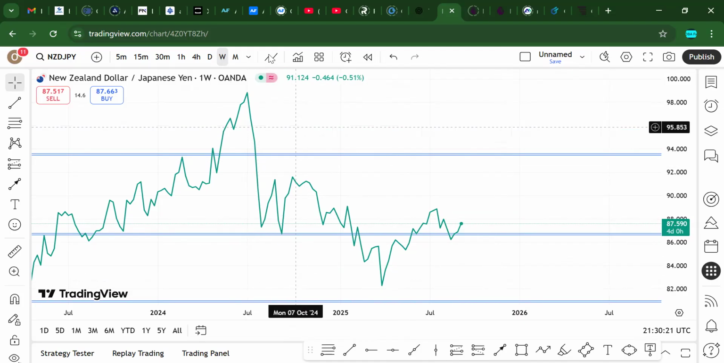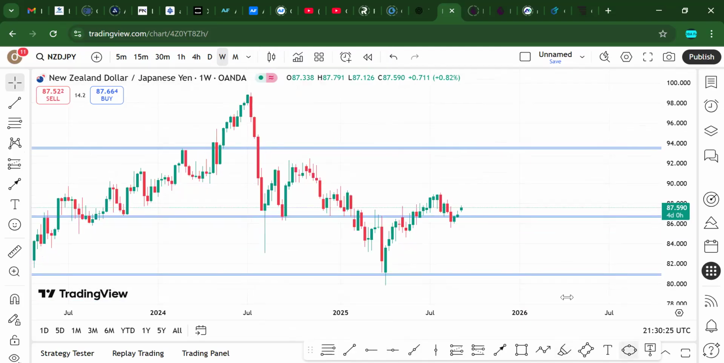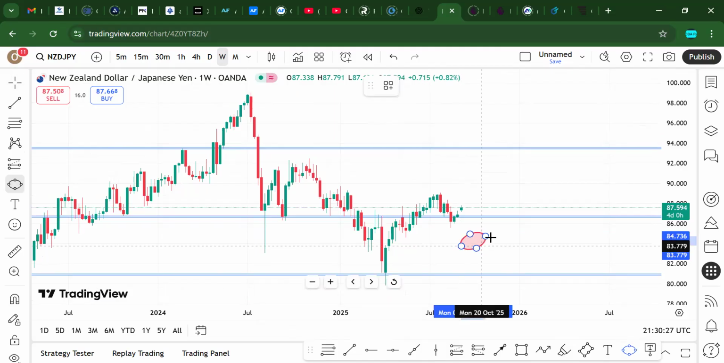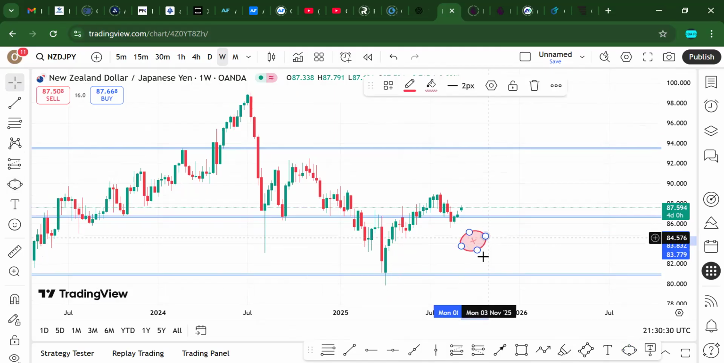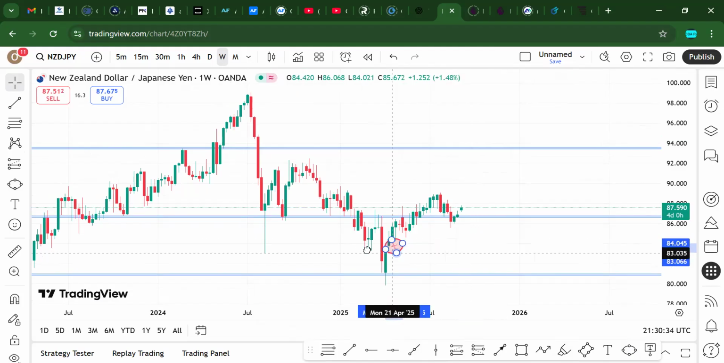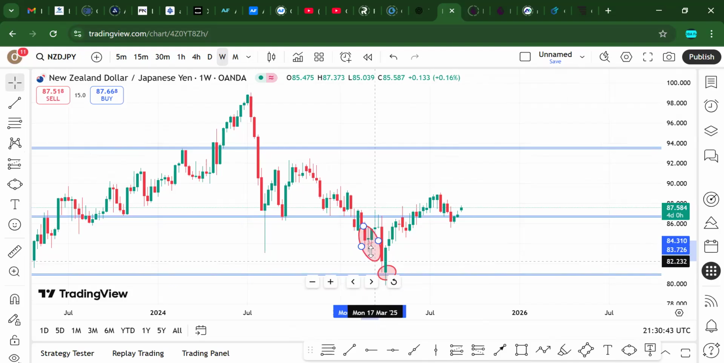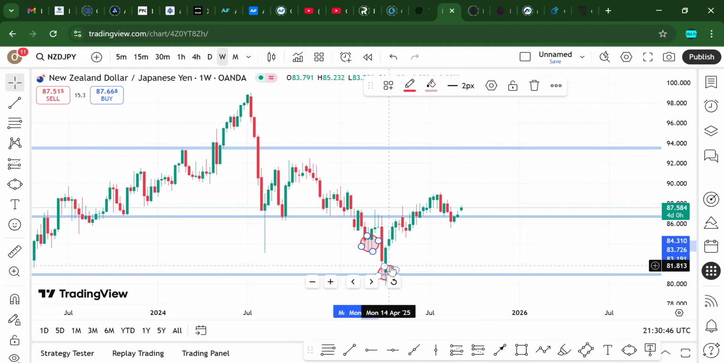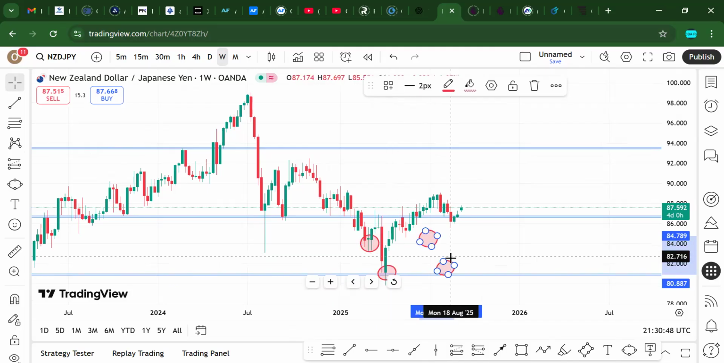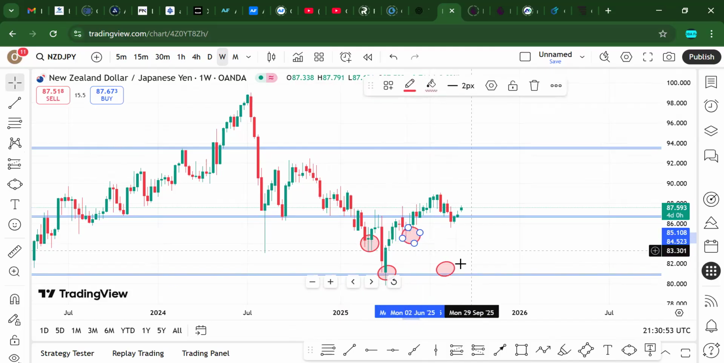So if I go back to the candlestick chart, I can now easily map this chart pattern out, where we would have the left shoulder, the head, and the right shoulder.